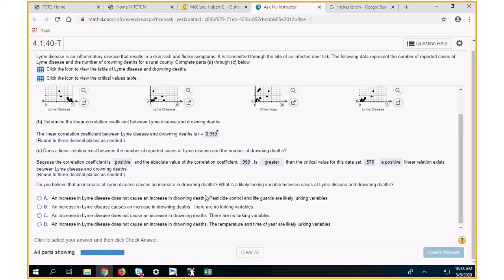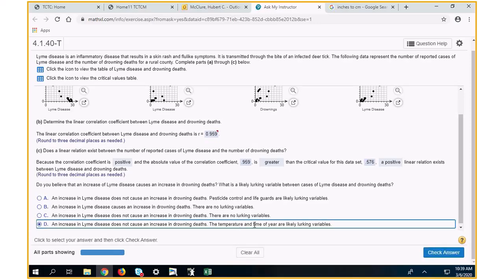Now, is there a stalker? Yes. I would say delta. The temperature and time of year are likely the stalkers. Y'all thinking about that guy in the trench coat behind the bushes, aren't you? That's what you're supposed to be thinking of.